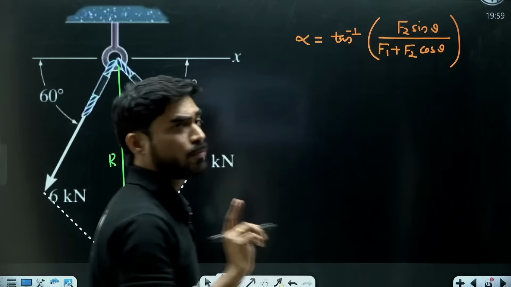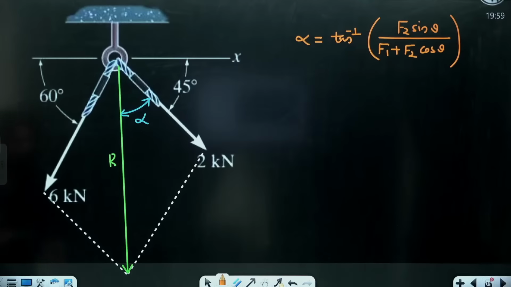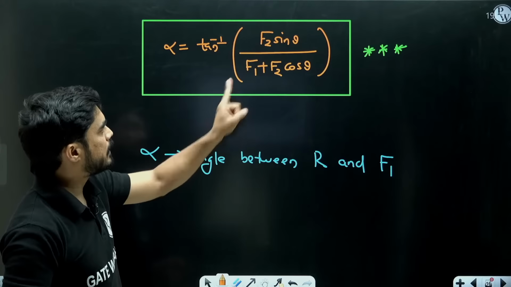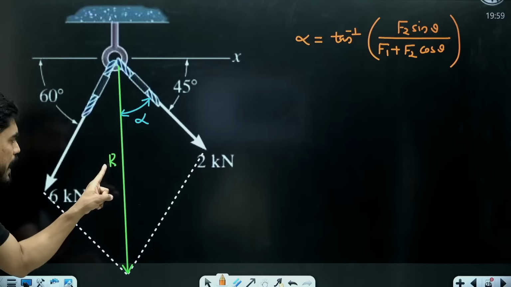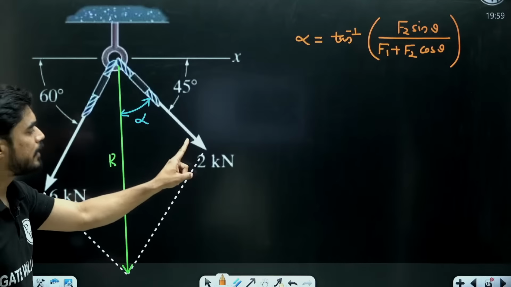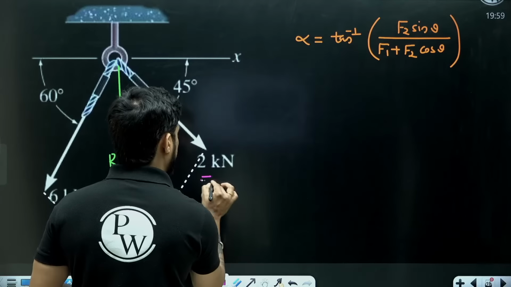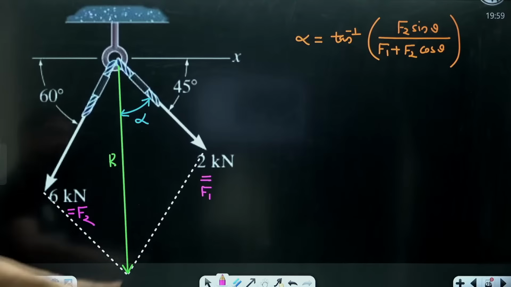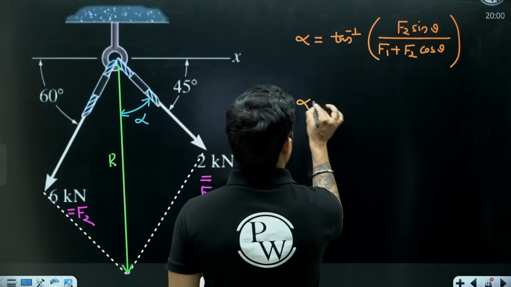Now here you need to be careful about which one will be F1 and which one will be F2. Understand this. I told you when we were writing the formula that alpha is the angle between the resultant and F1, right? So I am finding the angle between R and 2 kilonewton. So my 2 kilonewton will be F1, right? This one will be my F1 and this one will be my F2. Then this is alpha. So apply this formula.